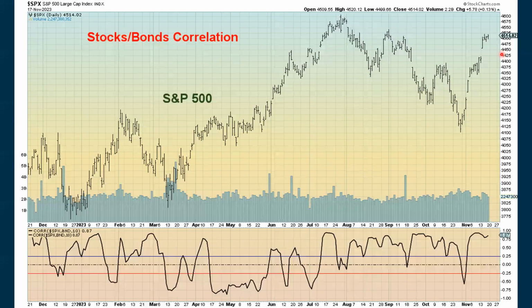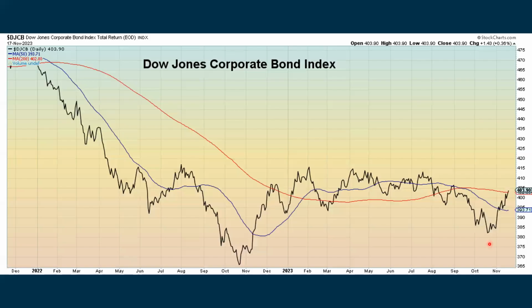We look at a correlation between stocks and bonds. So the bonds based on price and stocks based on price, they have a pretty strong correlated relationship. So if stocks are going up, bonds are probably going up, and the inverse of that is also true. We look at the Dow Jones Corporate Bond Index, where it's still in a downtrend, but it has been seeing a bit of a recovery lately, actually enough to get above its 200-day moving average.